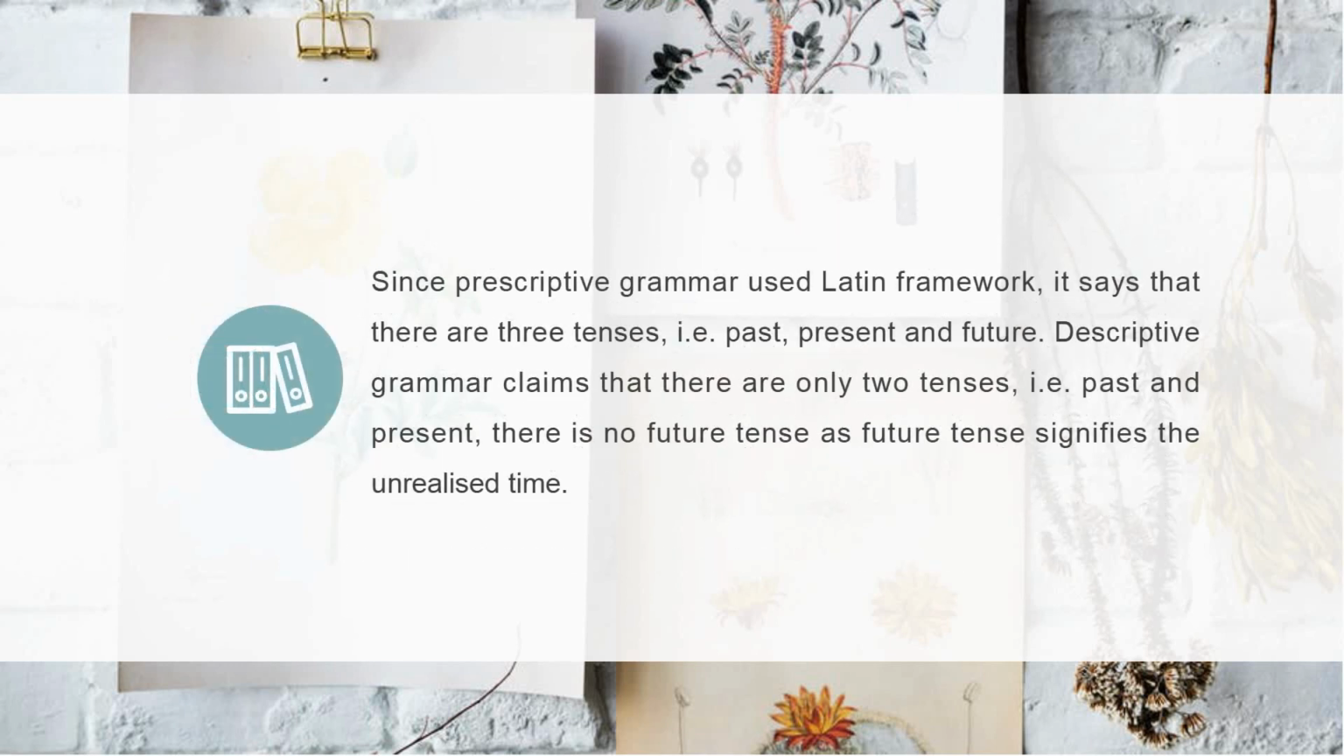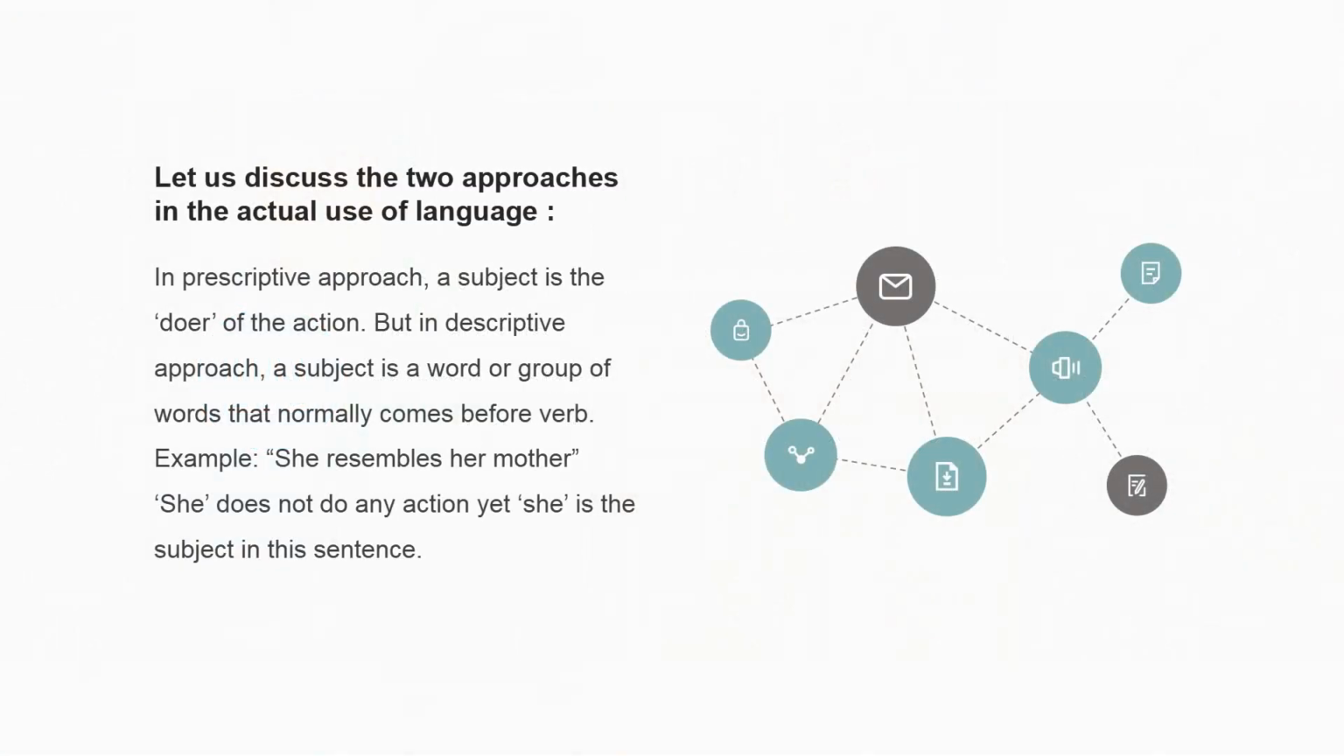Since prescriptive grammar uses Latin framework, it says that there are three tenses, that is, past, present, and future. Descriptive grammar claims that there are only two tenses, that is, past and present. There is no future tense, as future tense signifies the unrealized time.